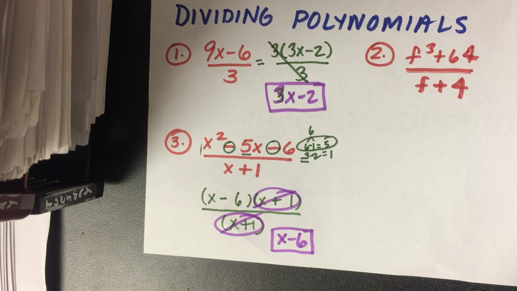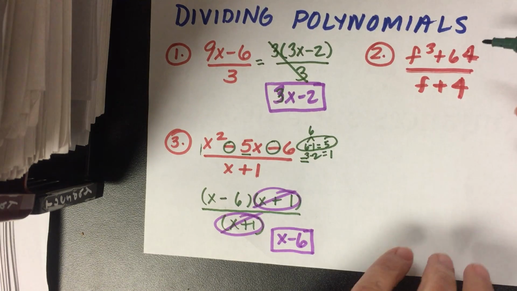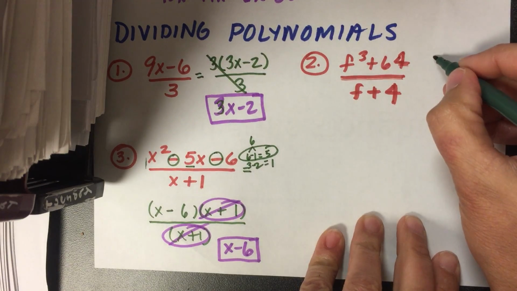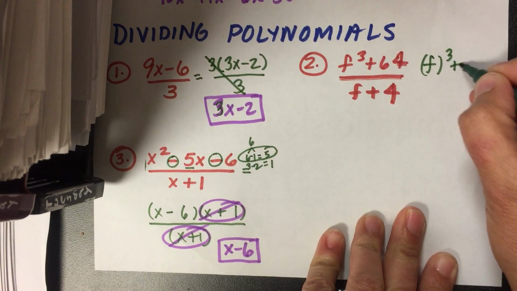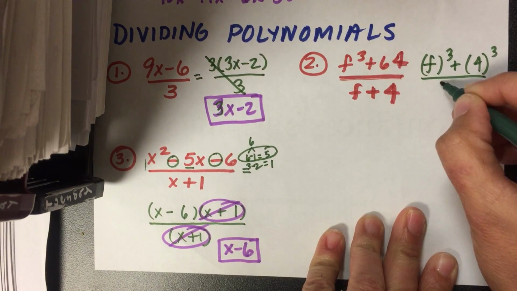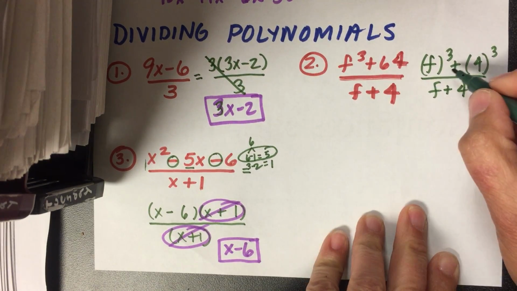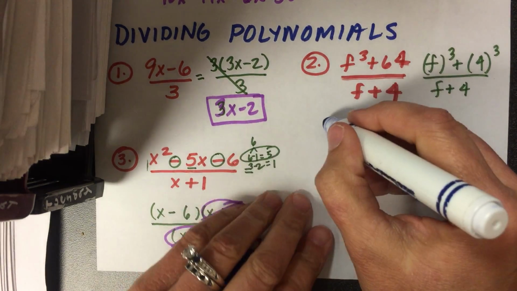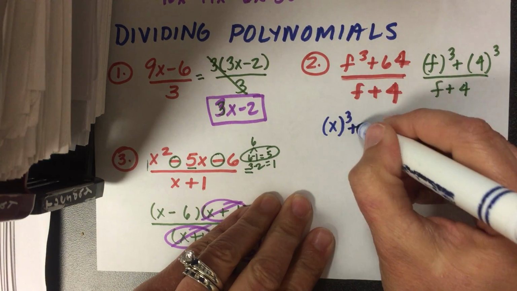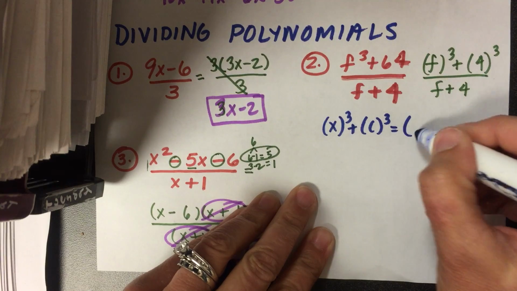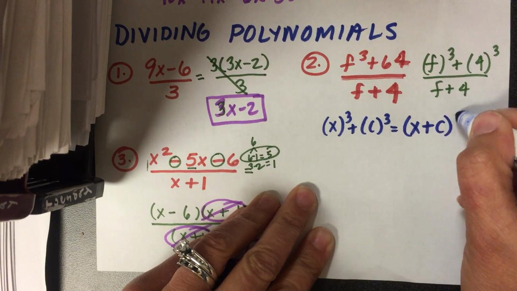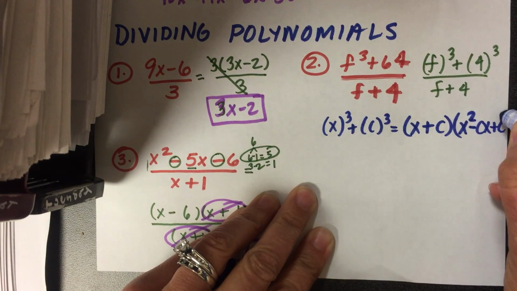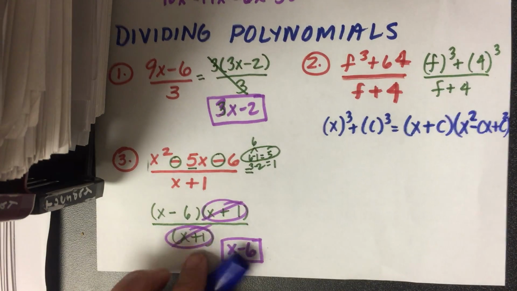So now let's look at number 2, which I kind of went out of order. And we have an f plus 4, but on top, if you notice, we have a sum of cubes. This can be written as f cubed plus 4 cubed. So what I'm going to do is use the pattern for sum of cubes to factor that f cubed plus 4 cubed. If you remember, a sum of cubes looks like this. The way you factor it is base plus base times base squared minus product of bases plus second base squared. I apologize, that's kind of hard to see.